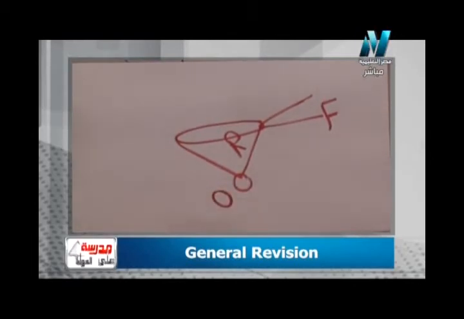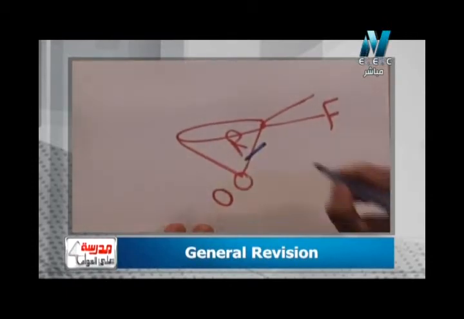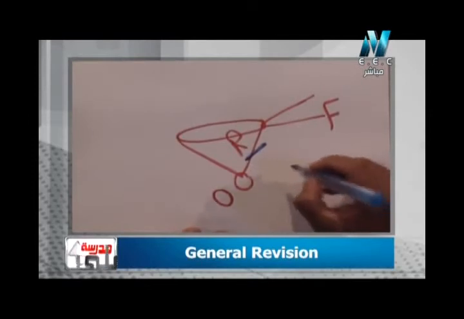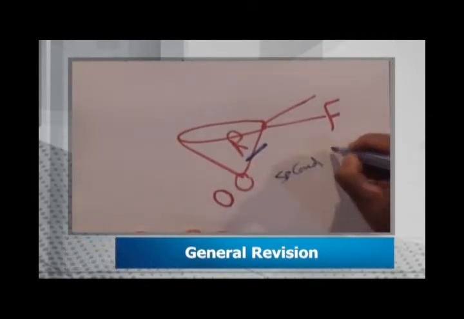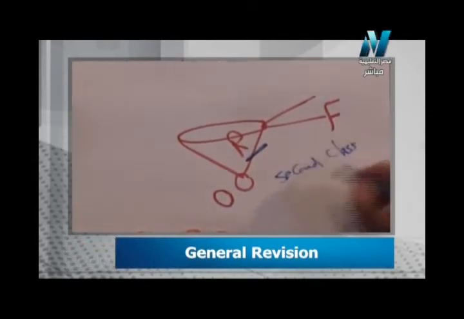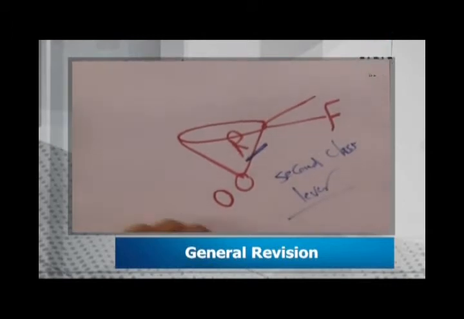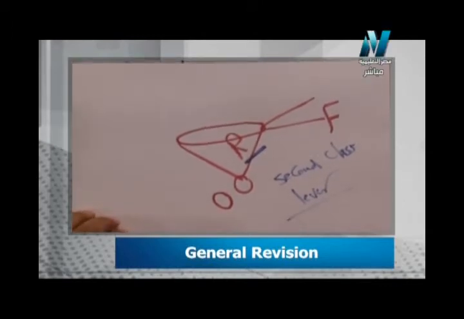Which part in the middle? It will be R in the middle. Surely R in the middle here. So wheelbarrow أو عربة الحديقة is a second class lever. Why it's second class lever? Because it contains resistance between effort force and fulcrum.